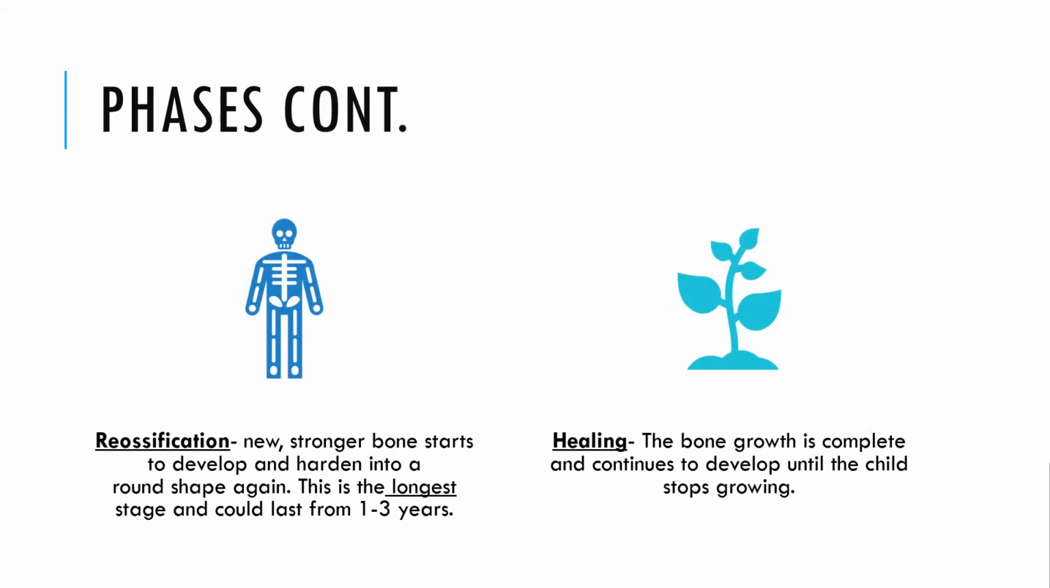The third phase is reossification. This is when the new, stronger bone starts to develop and harden into a round shape again. This is the longest stage and could last from 1 to even 3 years. The healing phase is the final stage. The bone growth is complete and continues to develop until the child stops growing, which is approximately age 18.